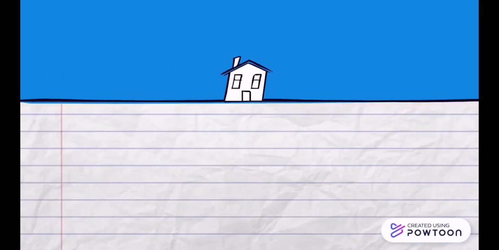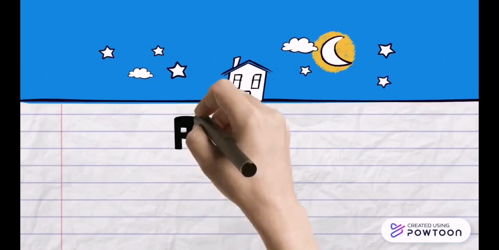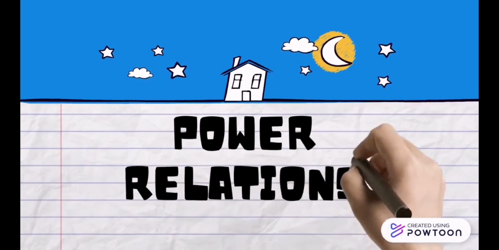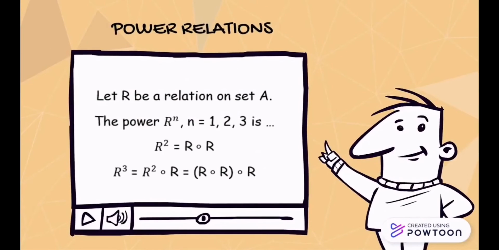The second operation is the power relations. Let R power n, where n equals 1, 2, and 3, be a relation on set A. To find R power of 2, we find the R composite R. To find R power of 3, we find R power of 2 composite R. Since we already know how to find the composite, then we can also find its power relation.